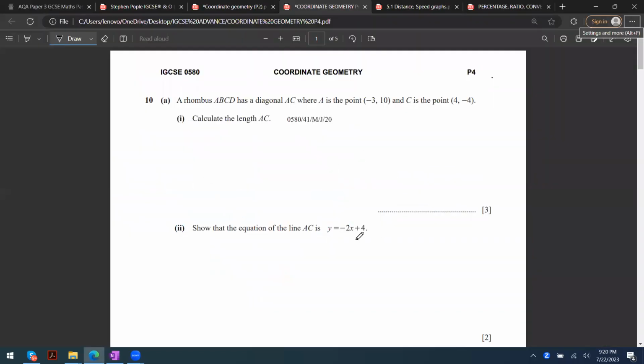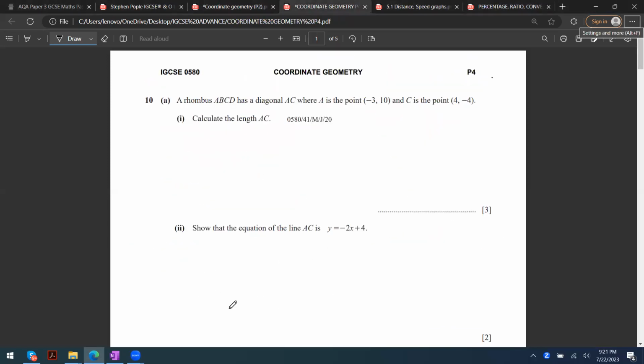Show that the equation of AC is that. Show that, Safi, please mute yourself. Yes sir, sorry. Yeah, please unmute only when you have a question, because there are some people talking in the background.